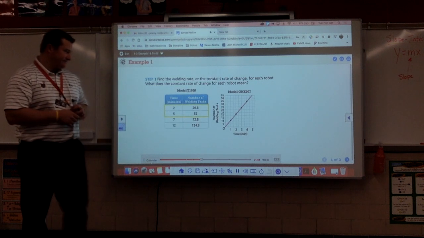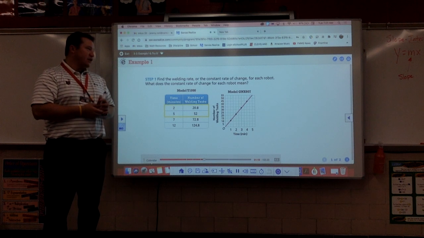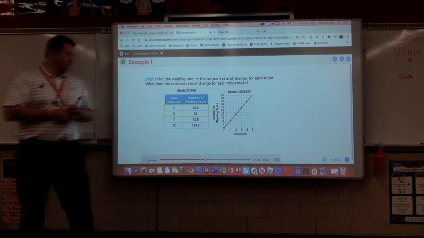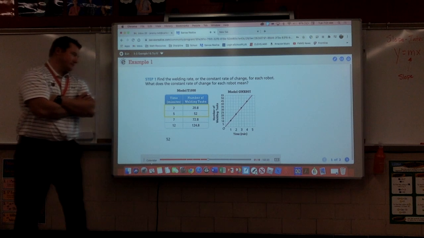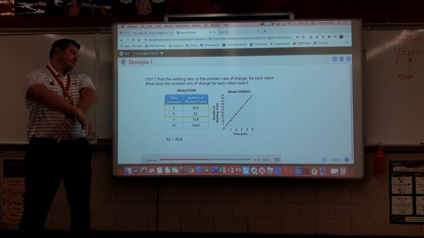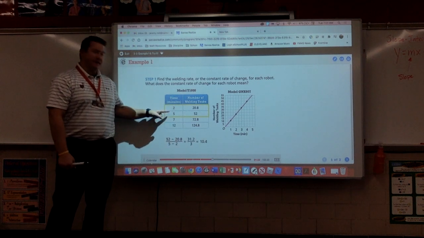You can use any two rows of the table to determine the Model T1000 welding rate. Let's use the first two rows of data. The constant welding rate for the Model T1000 is 52 minus 20.8, divided by 5 minus 2. Y minus y, x minus x. Per minute.